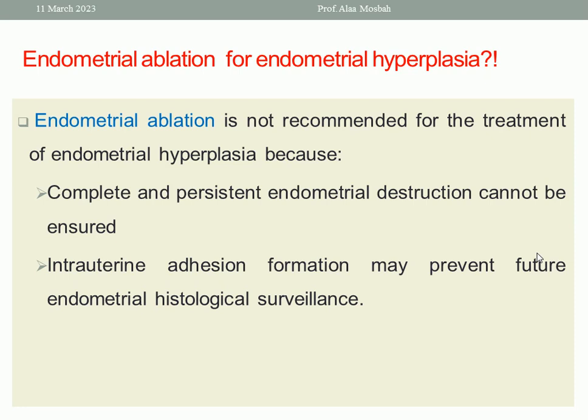Second, because intrauterine adhesion formation following endometrial ablation may prevent future endometrial histologic surveillance. Because of intrauterine adhesions, you may not reach the site of the suspicious area during endometrial sampling. So this is another risk. That's why the guidelines recommend not to do endometrial ablation in endometrial hyperplasia.